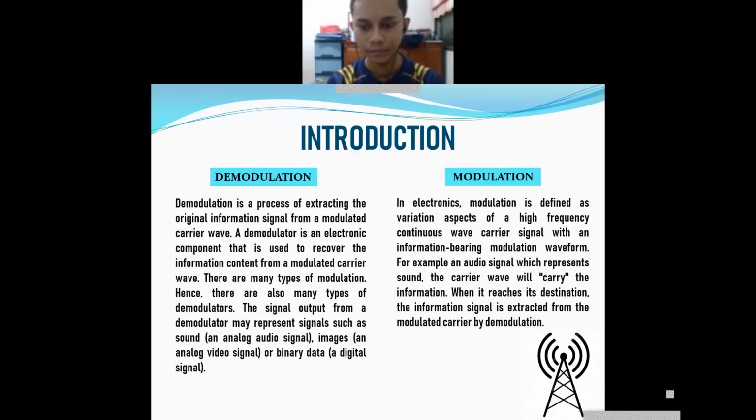For transmitter, in electronics, modulation is defined as variance aspect of a high frequency continuous wave carrier signal with an information bearing modulation waveform. For example, an audio signal which represents sound. The carrier wave will carry the information. When it reaches its destination, the information signal is extracted from the modulation carrier by demodulation.